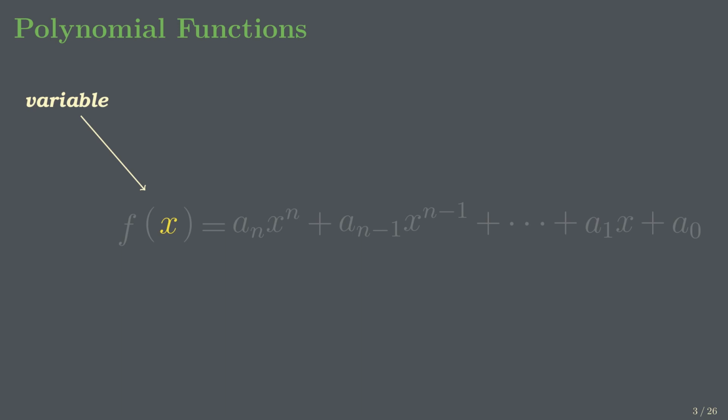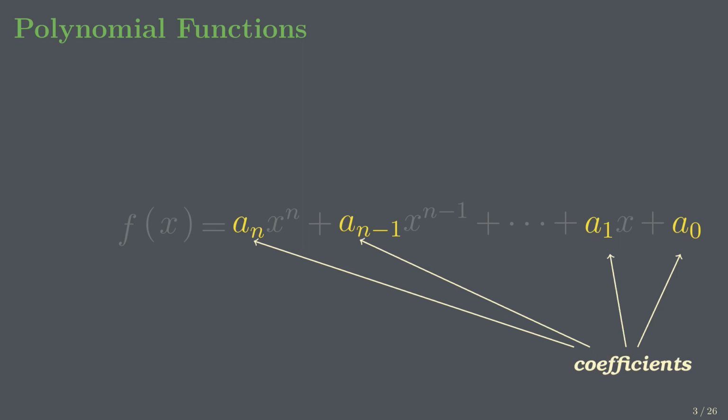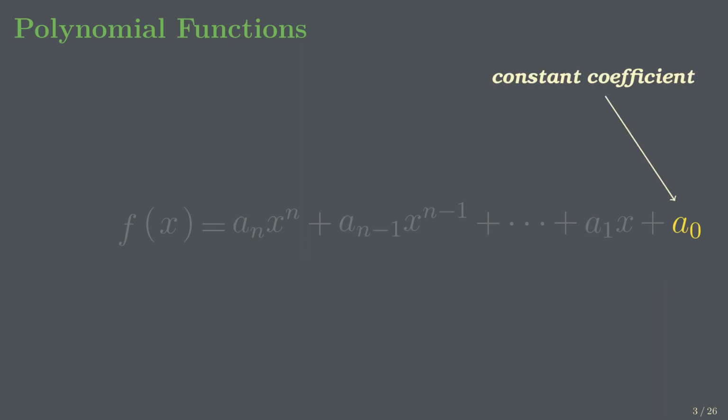The symbol n stands for a non-negative integer, and there are a lot of symbols a_{n-1}, etc., until a_2, a_1, and a_0. They are symbols that stand for real numbers, real constants, and we also call them the coefficients of the polynomial function f. The rightmost coefficient a_0 is called the constant coefficient.